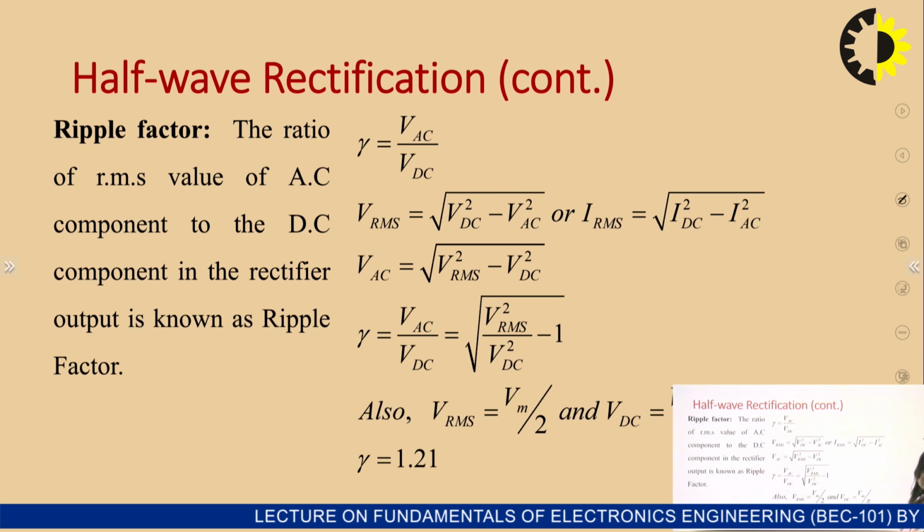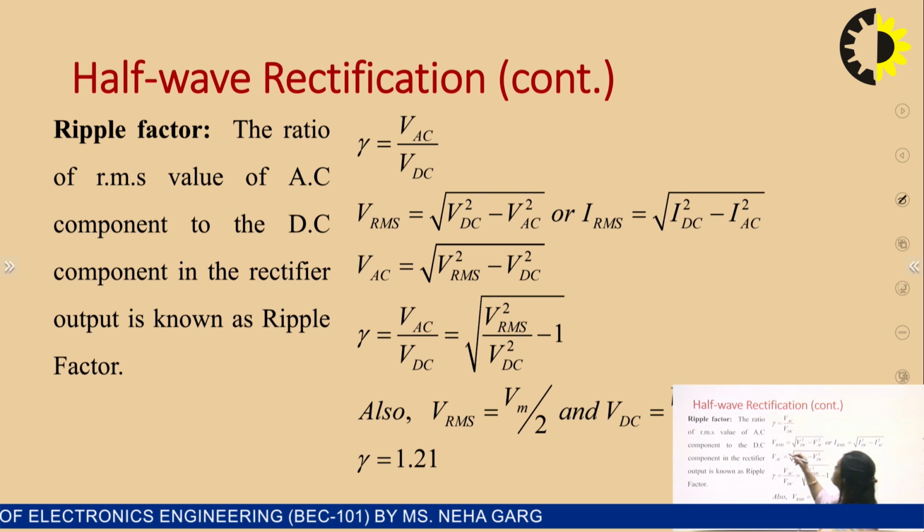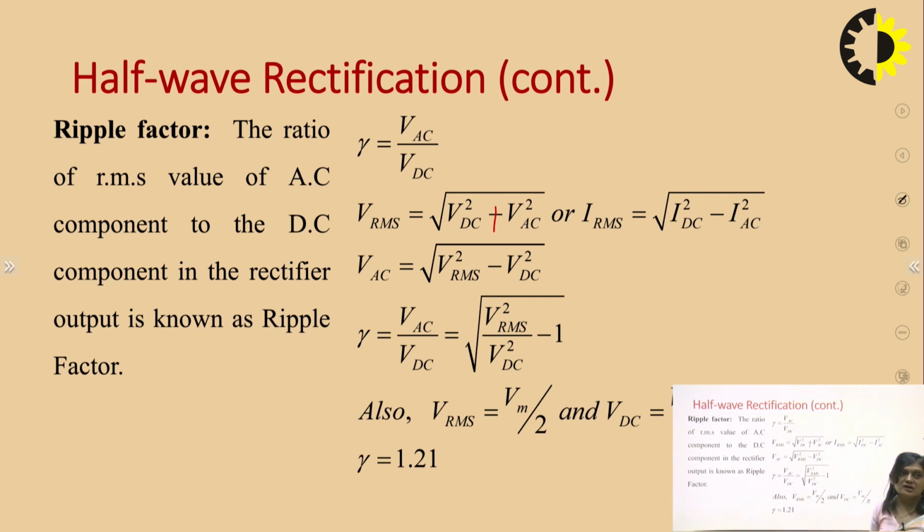After that, the ripple factor is the ratio of the AC component in the DC output, and it is given by the formula Vac upon Vdc. We know that Vrms square is equal to Vdc square plus Vac square. So we can find the value of Vac as Vrms square minus Vdc square, and put this value here. Now we put Vrms as Vm by 2 and Vdc as Vm by pi. After solving this we get 1.21. This is the ripple factor in the case of the half wave rectifier.